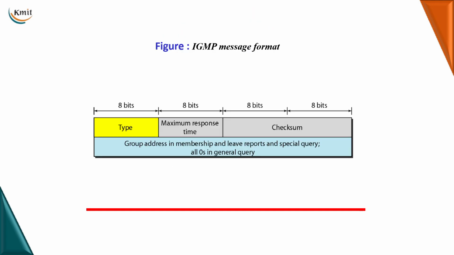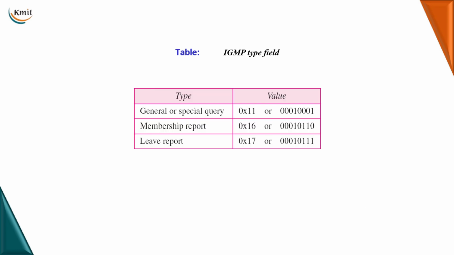Then, as we have the ICMP message format, we also have the IGMP message format, where the type specifies the type of the message. The maximum response time is how much time it takes to respond to the IGMP messages. There is the checksum used for error detection, and this is the group address. We will have only one address, called the group address. Then the IGMP type field: what kind of messages can we have? General or special query, membership report, leave report. All these are the messages.